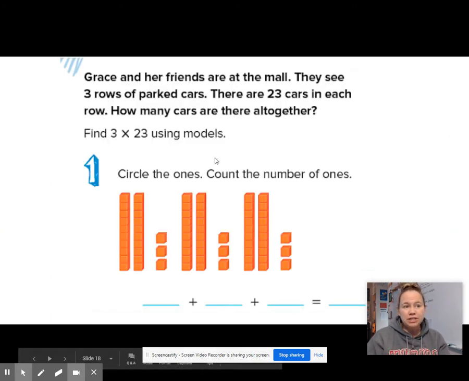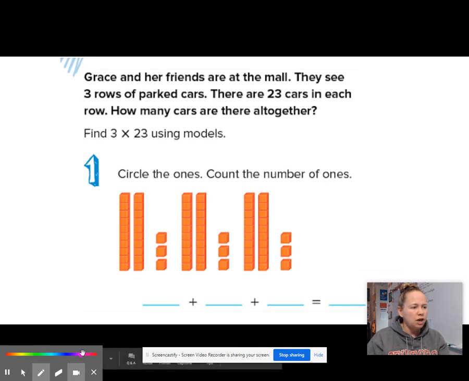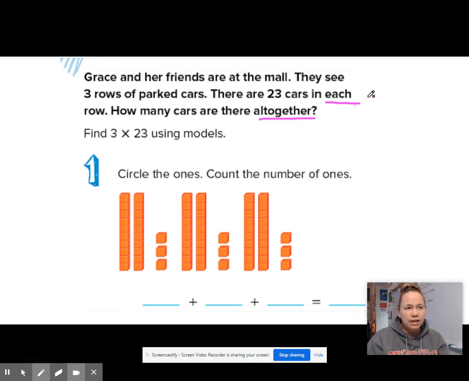So Grace and her friends are at the mall. They see 3 rows of parked cars, and there are 23 cars in each row. How many cars are there altogether? So remember, friends, we talk about looking at those keywords. Here I see there's each and altogether. Each, remember, tells me I'm either multiplying or dividing.